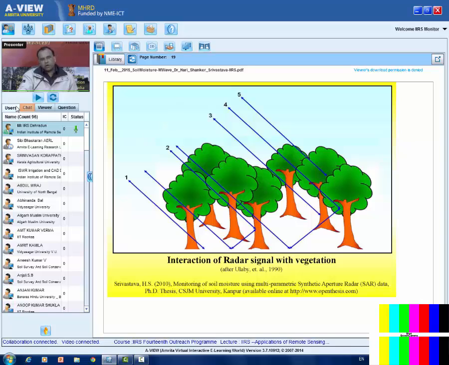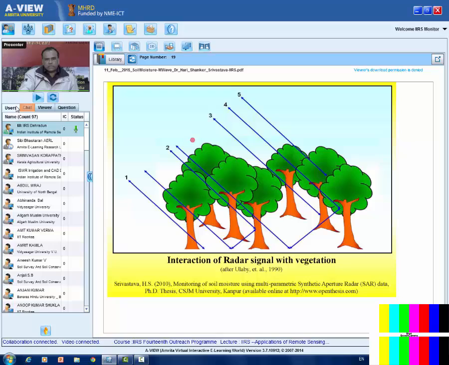Now similarly, crop cover or vegetation cover also decreases the SAR sensitivity towards soil moisture. See, signals can come to the ground, directly interact with the ground and go back. Or the signal can hit the ground, then hit the trunk, and then go back. Or they can hit the ground, then hit the canopy and go back. Or the signal can directly interact with the vegetation canopy.